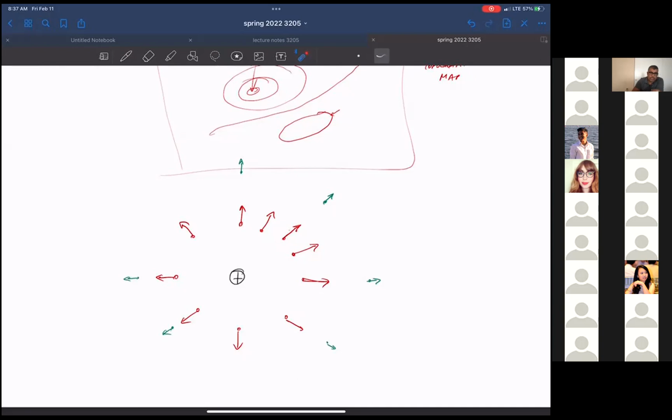Professor, when they're creating these pictures, are they taking into account the forces that the red dots are acting upon each other?